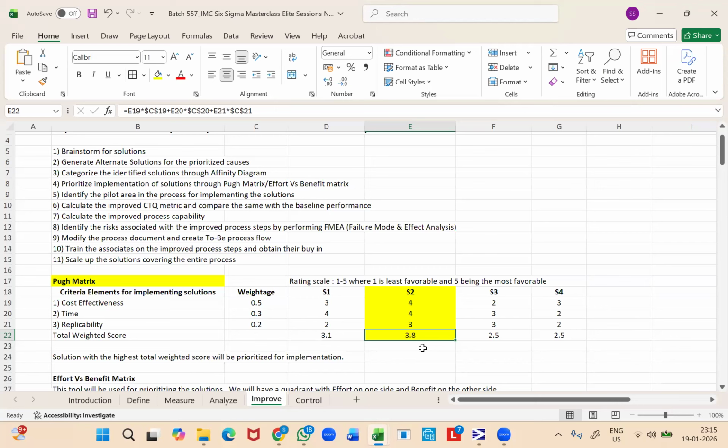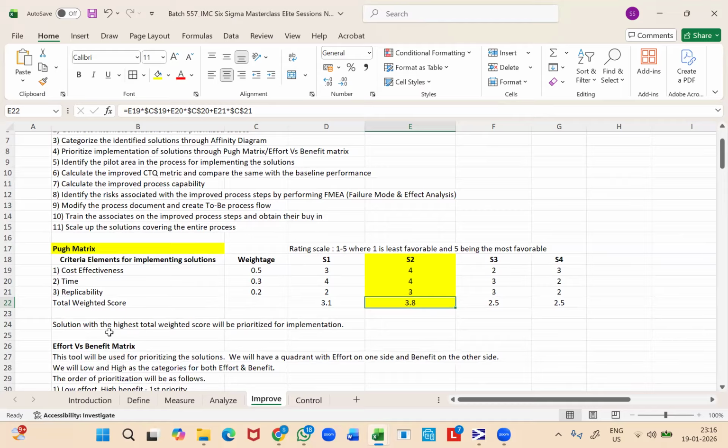Or if you are confused with regard to identifying a vacation spot, we can perform the Pugh matrix, right? So this particular exercise can even be performed for taking some personal decisions, right? That's why I told you, the majority of the quality tools, if you see, can also be applied in our day-to-day personal lives, not only in work-related scenarios, but also in our day-to-day personal lives.